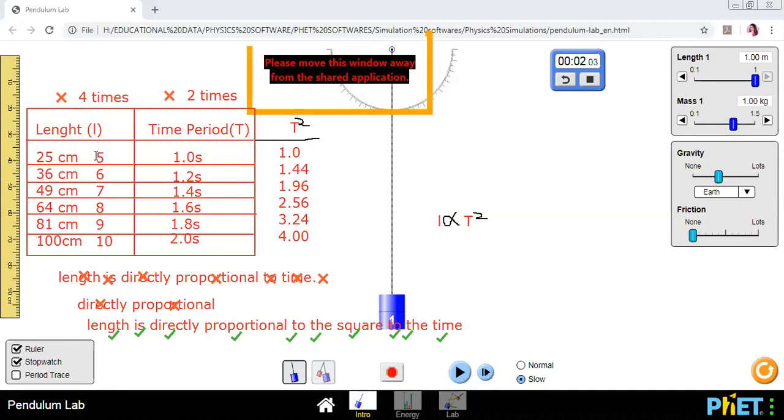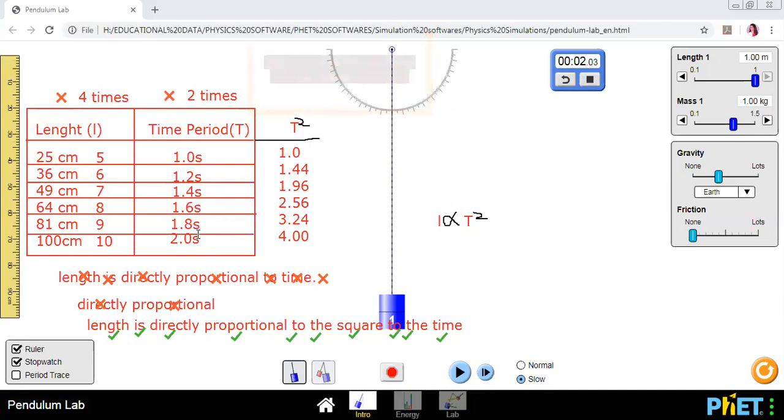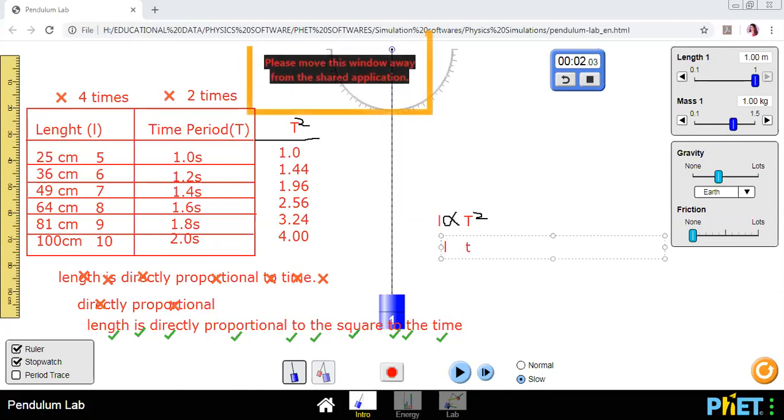So now look at the relation between root of L and T. This 5 becomes 10. Yes or no? So 5 has become double. 5 became 10, meaning it has increased by 2 times. And 1 became 2, so this has also become double. So we have one more relation: the root of L is directly proportional to T. See, I have to take the root of L. Root of L is directly proportional to T.